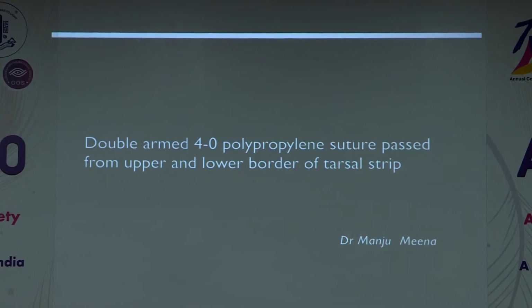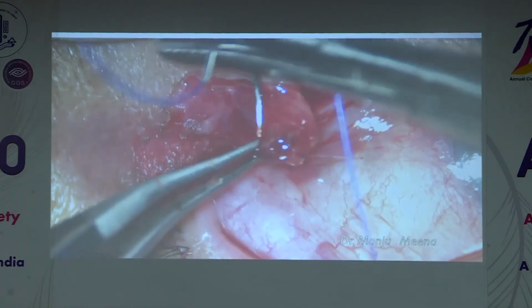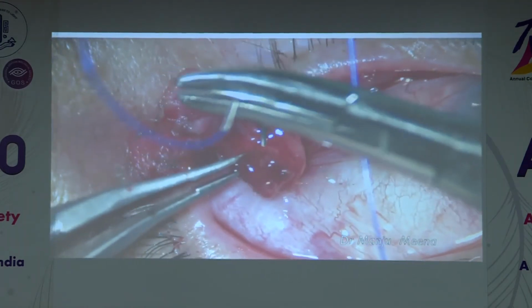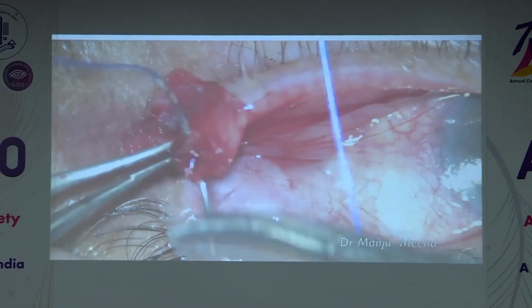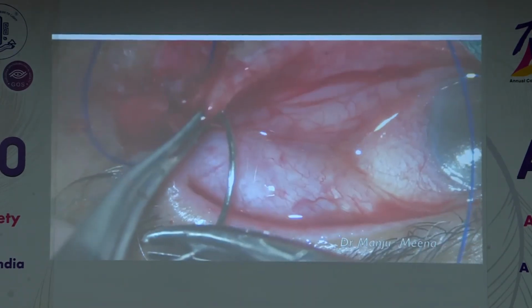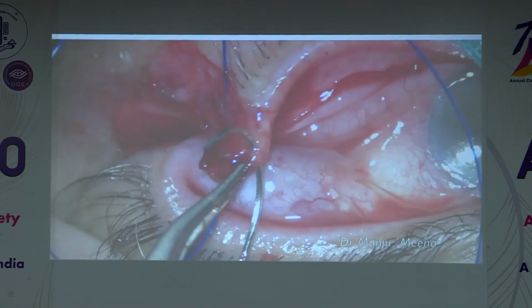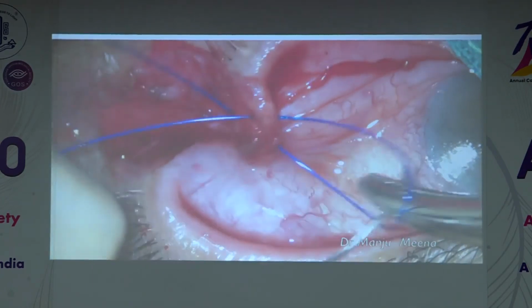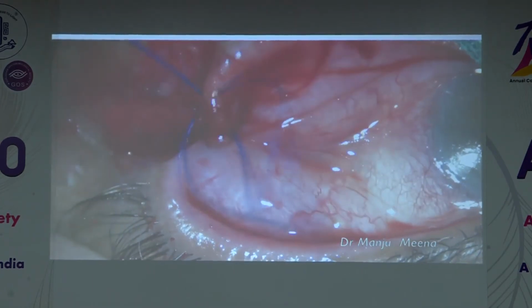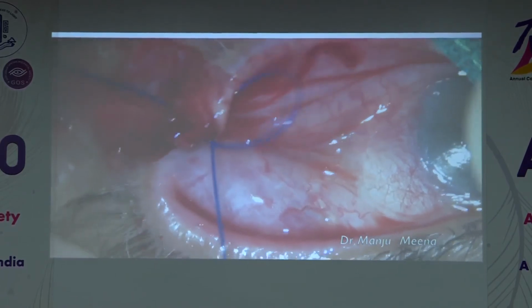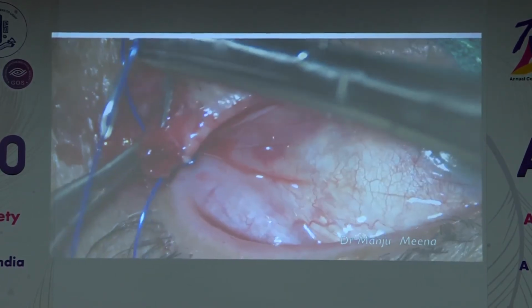So a double arm Prolene suture is used, which is a monofilament, non-absorbable suture. And I prefer to lock both the ends. That helps in stabilizing the strip. So the loop is formed and the suture is passed through that. Similarly, the lower end of the suture is secured.